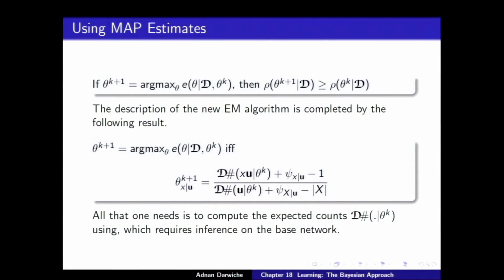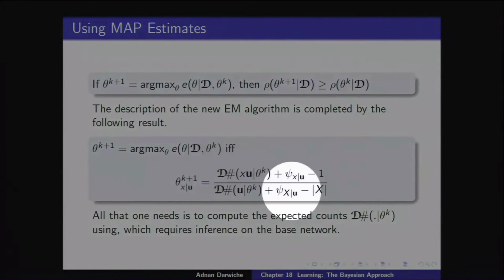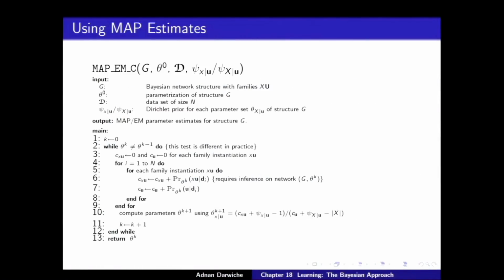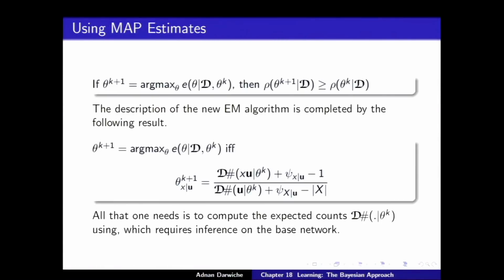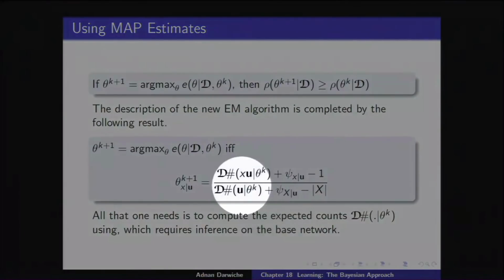Okay, almost there. If you stare at this equation, what is this? These are the prior exponents that I know, but I need to compute these. What are these? Expected counts, just like we've seen before in EM. And how do I get these? You look at the Bayes network, you plug in theta k, and you can actually do this computation. So you have to do inference on the Bayes network to do this.